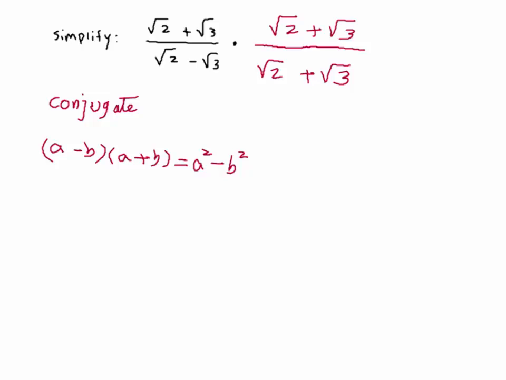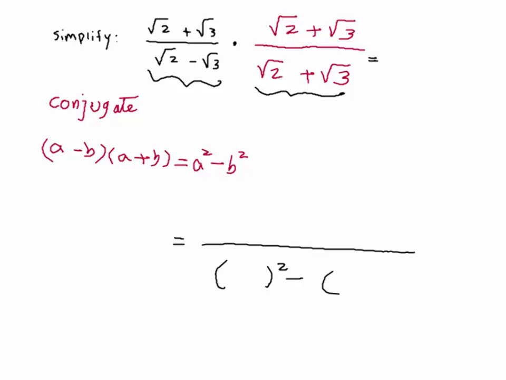So as you see here, the bottom of the fraction you have a minus b times a plus b. So that would help me to eliminate the radical, because I would get a squared minus b squared. My a is radical 2, my b is radical 3. So this would give me just simply 2 minus 3. The bottom of the fraction I get minus 1. I don't have any radical at the bottom of the fraction anymore.